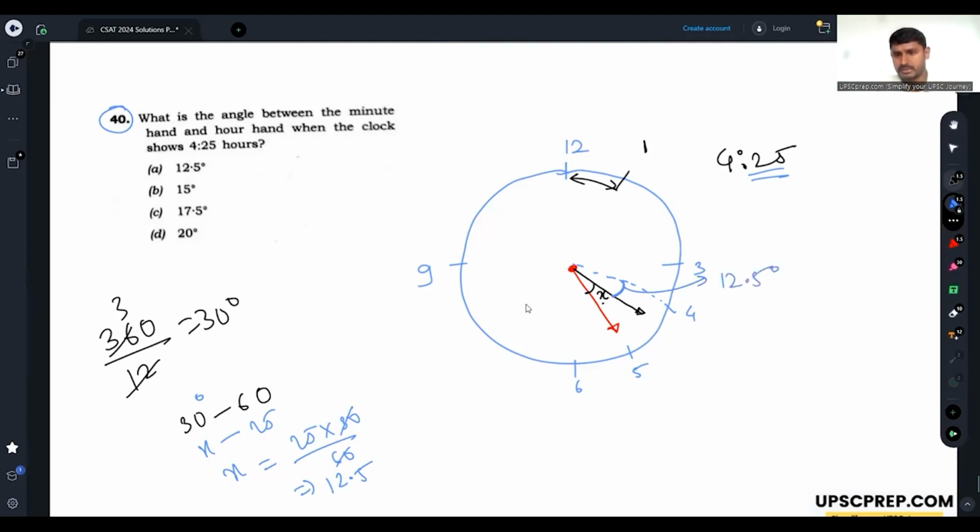तो remaining कितना होगा फिर? Remaining will be 30 minus, क्योंकि 4 और 5 के बीच में कितना एंगल है? 30 डिग्री का एंगल है. तो remaining angle will be, which will be our answer, 30 minus 12.5, यानी कि 17.5 degrees. So 17.5 degrees, यानी कि option C will be the correct answer.